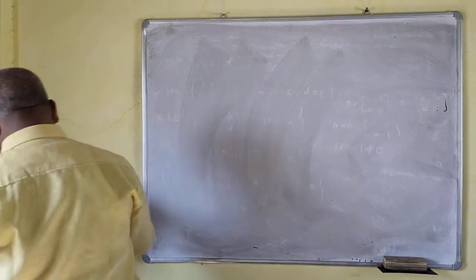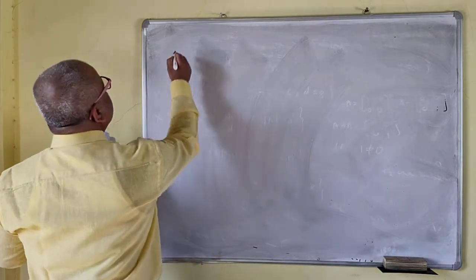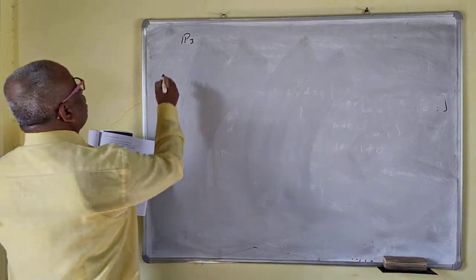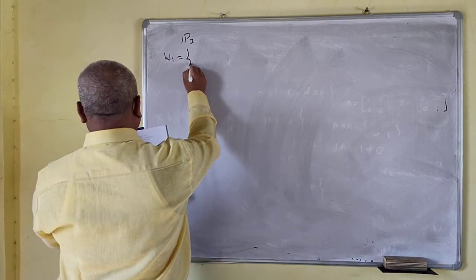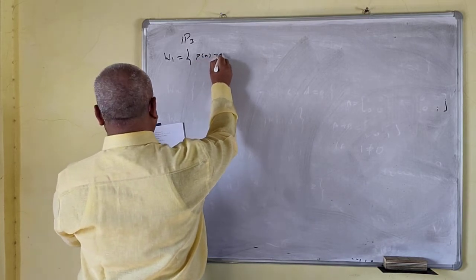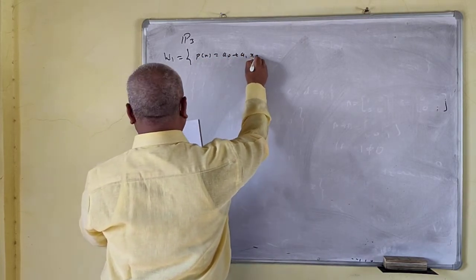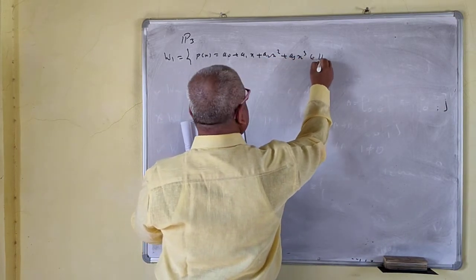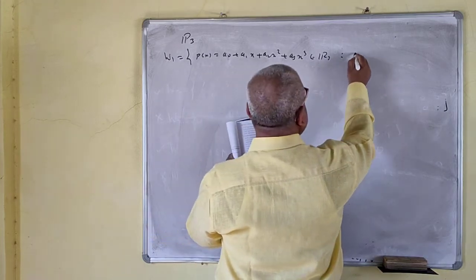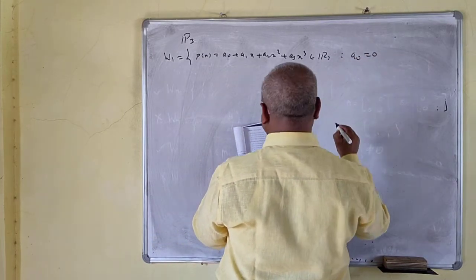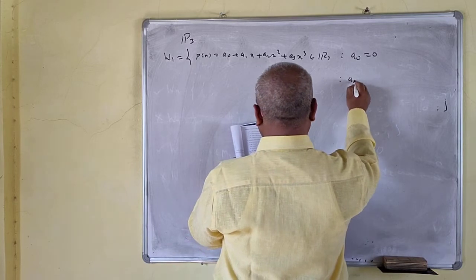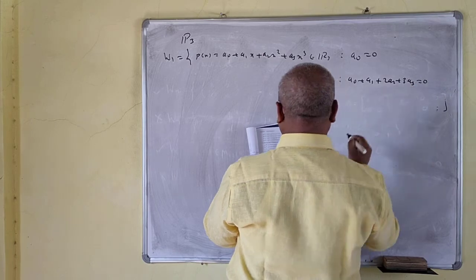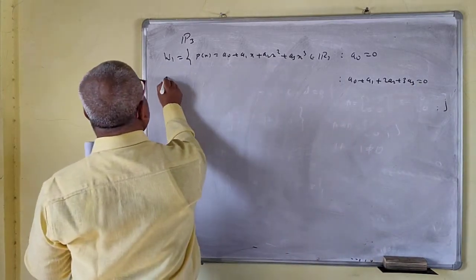Now next, P3. P3 is the set of all polynomials of degree at most 3. So W1 is equal to p of x equal to a0 plus a1x plus a2x square plus a3x cube, belonging to P3, such that a0 is equal to 0. Now W2 is the set such that a0 plus a1 plus twice a2 plus 3a3 is equal to 0.